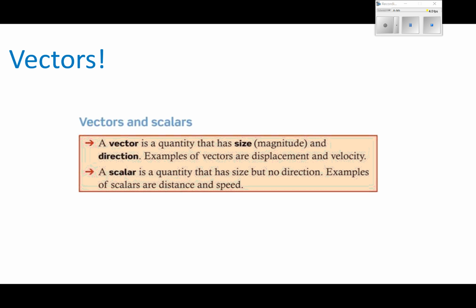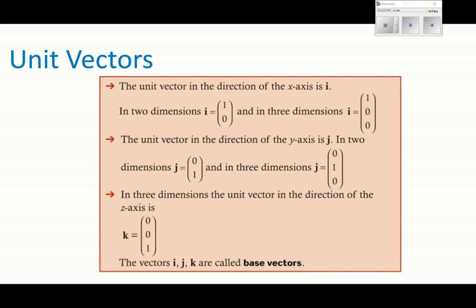So what is a vector? A vector is just a quantity that has size, which we'll call magnitude, in terms of length, and direction. So examples of vectors are displacement and velocity. Now, a scalar is a quantity that has size but no direction. So these would be like distance and speed. We're not going to get into the applications quite yet, but that's what a vector is.